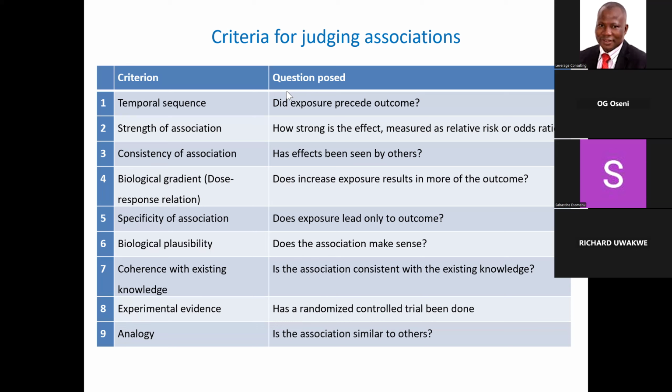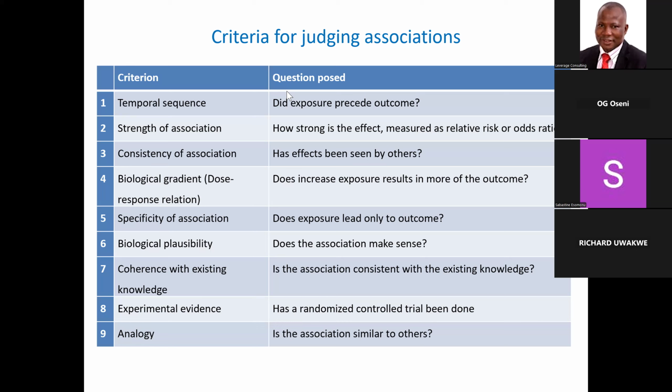So temporal sequence is number 1. Before you can say, for example, that obesity is a contributor to hypertension, have you established temporal sequence that obesity is a contributor? You did your analysis and most of the people that are obese are the ones that have hypertension. In your study, have you established a temporal sequence? It's only a longitudinal study that can do that. A cross-sectional study can never establish that.